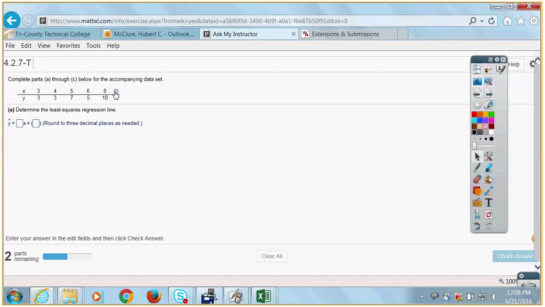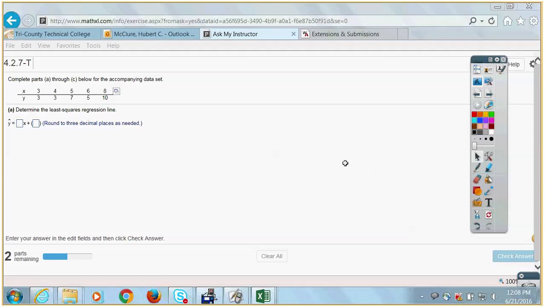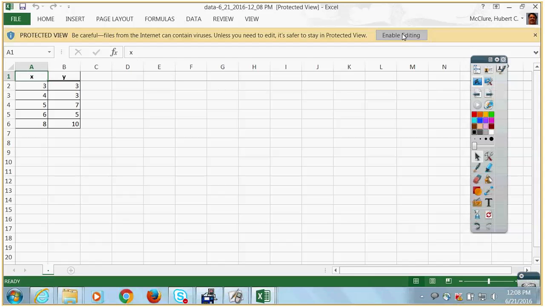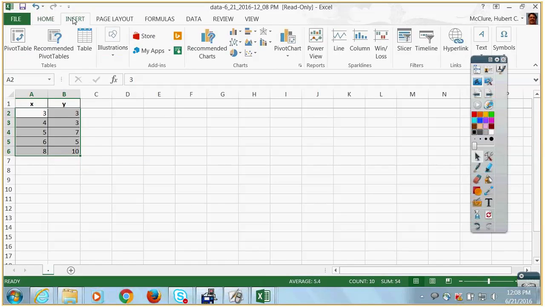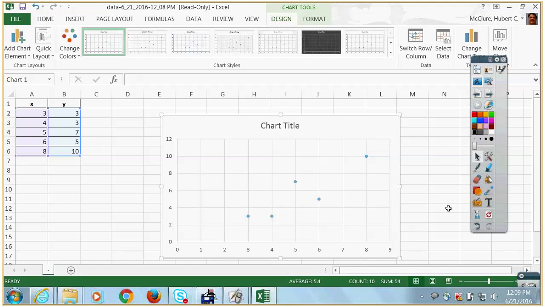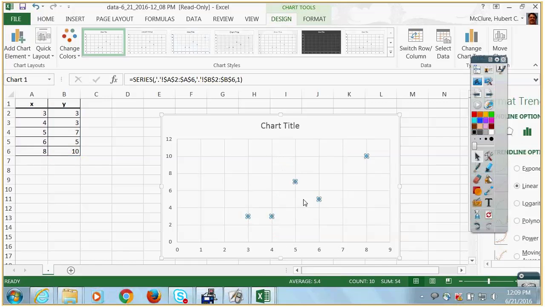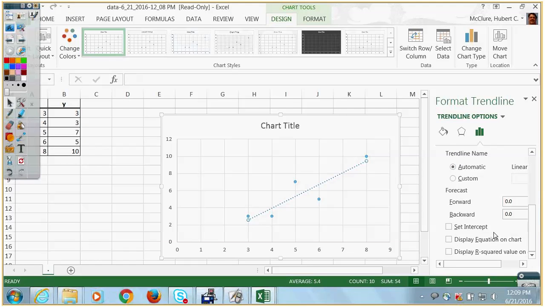So you just click on this little button right here and go to copy in Excel or open in Excel. Click open. And there's the problem. Hit enable editing so you can work with it. The first thing you're going to do is graph it. Highlight both columns, go up to insert, go over to the scatter plot, and there's your plot. Right click on a point, add trend line, and scroll down to display equation on chart, and if you want the R squared, there it is. That's your answer.